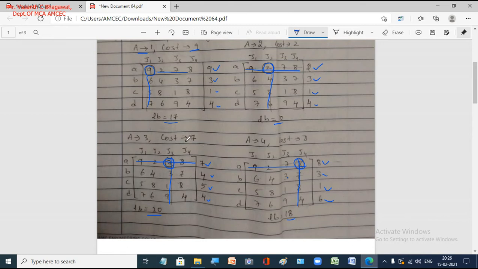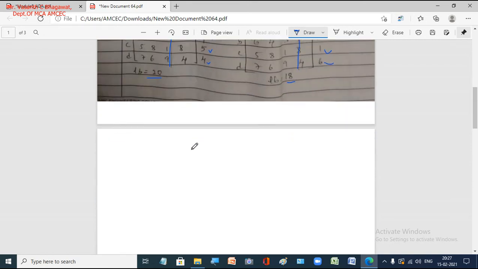So now we have finished the first step. What we have done is, the first time we assigned job 1 to A. We found the lower bound, which was 17. Then we assigned job 2 to A. We found the lower bound as 10. If you assign job 3 to A, the lower bound is 20. Job 4 to A, the lower bound is 18. So now with these 4 things, we will try to construct a state space tree.